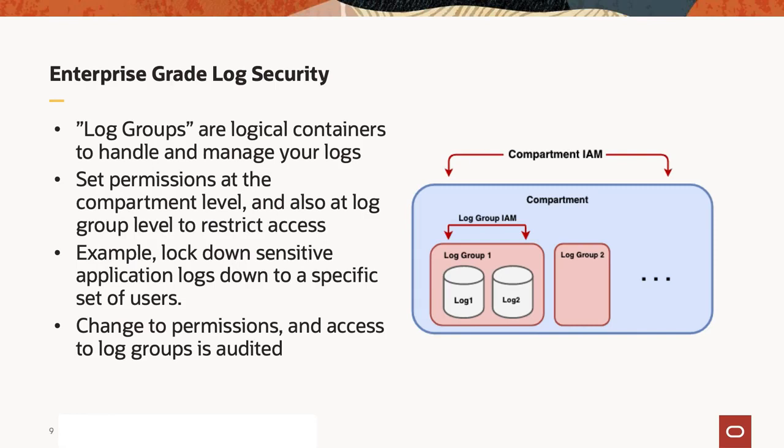So for example, I can have some sensitive logs, such as logs that have some PII, or logs that technically are security logs or compliance logs. What I can do is put them in a very specific log group, and I can lock down access to that log group by itself. And anytime someone attempts to change permissions, or anytime someone attempts to access those logs, whether it's allowed or denied, all of those calls are audited and captured for you. What that gives you is a simple way to lock down access to all of your logs inside of one system.